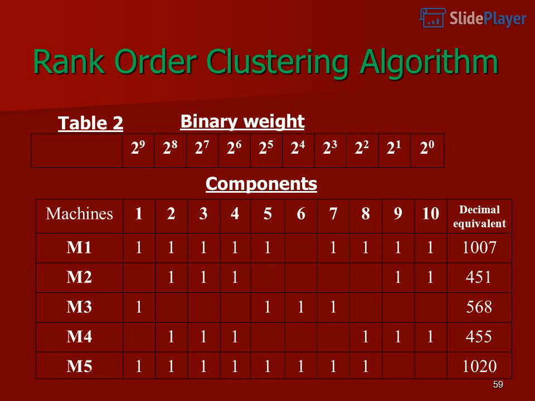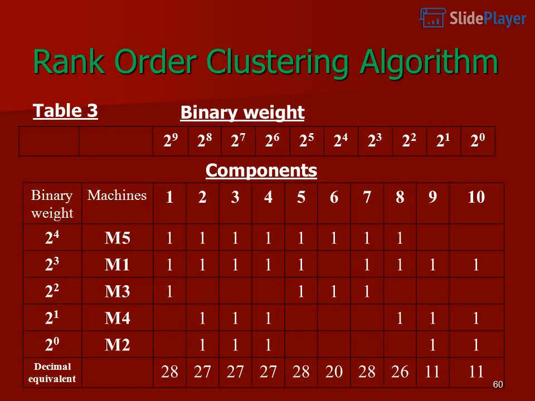Decimal equivalent. M1, 1007. M2, 451. M3, 568. M4, 455. M5, 1020.